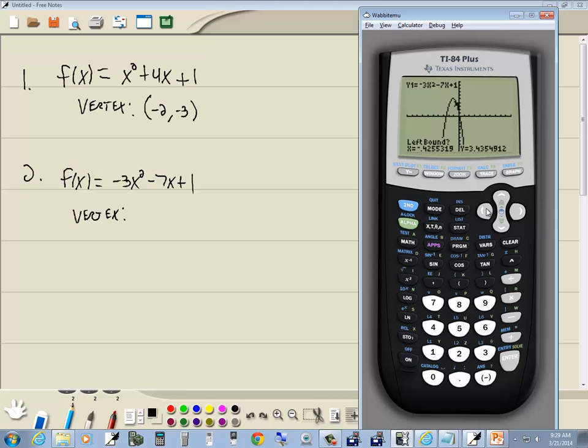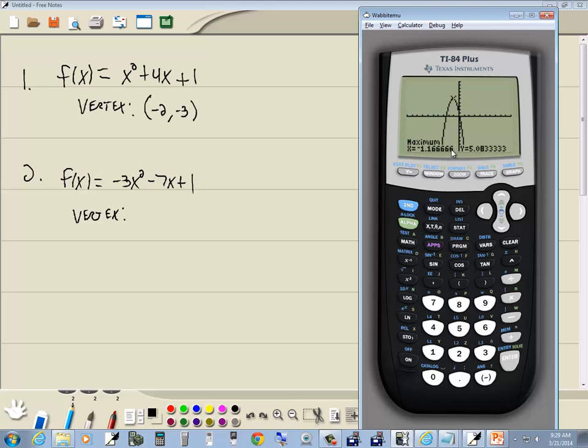So I'm going to do my left arrow key, and there's my cursor going up. I think right there is about the maximum. So I'm going to go to the left of it. I go right there. And again, you don't want to go too far away from it, but you don't want to be too close either. So I'll press enter. Then it's asking for right bound, and I'm going to move my cursor to the right of the maximum. Right there would be fine. So I'll press enter. And then for guess, I'll press enter.